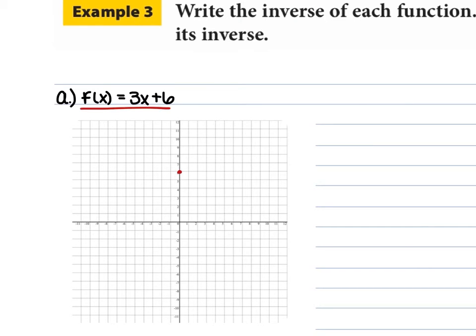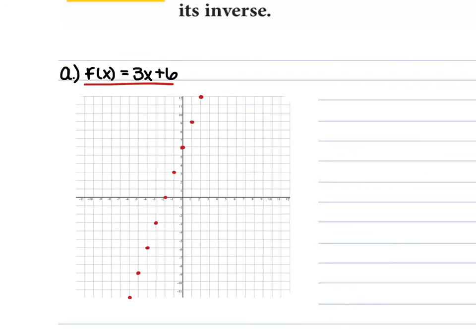So we're going to start at 6 on the y-axis, and then we're going to go up 3 and to the right 1. Or you can also go down 3 and to the left 1. And I just run this the entire way through my coordinate plane. And then I draw my line through my points.